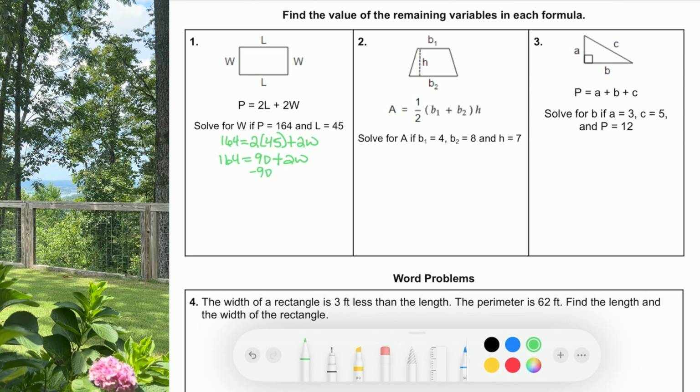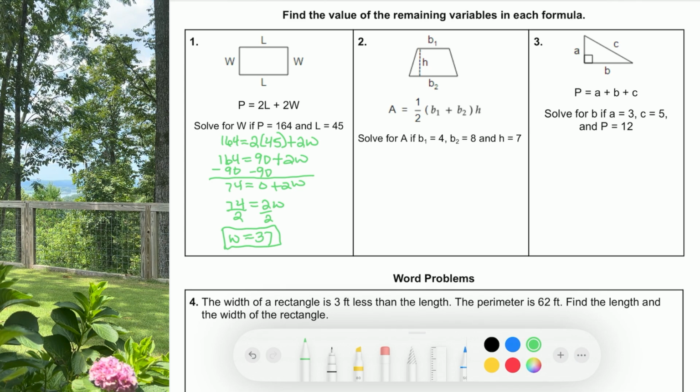I'm going to subtract 90 from both sides. I get 74 over here, 0 plus 2w. Rewrite it, 74 equals 2w. Divide both sides by 2, and I get w equals 37. So we now know the width of that rectangle.